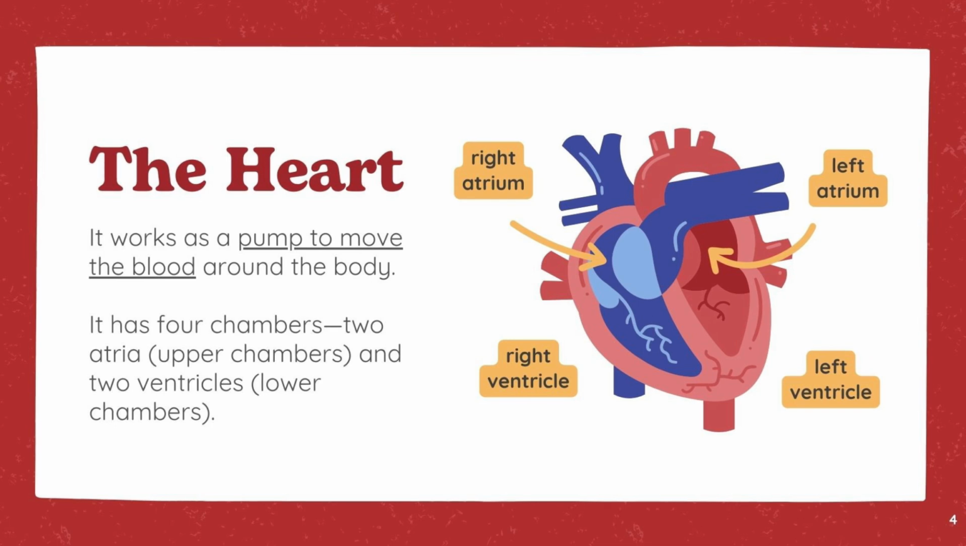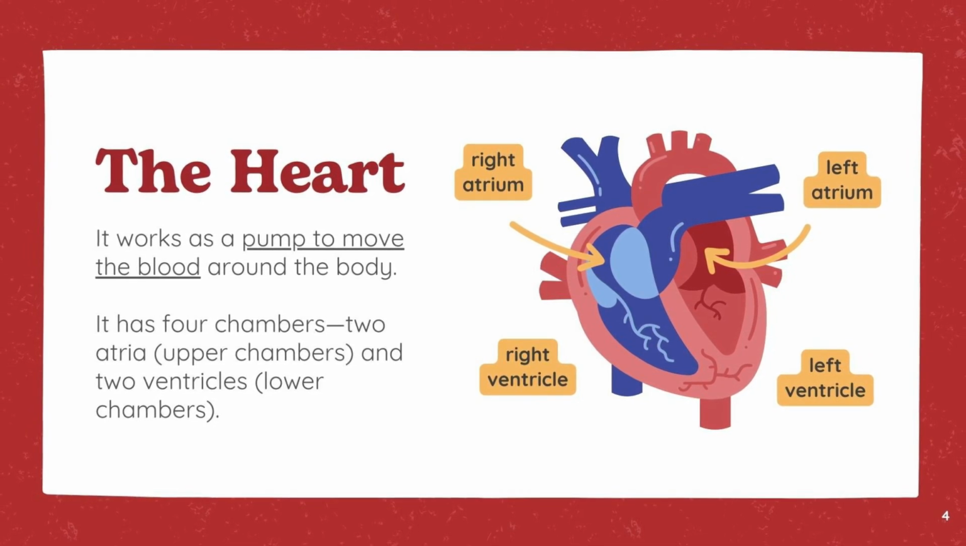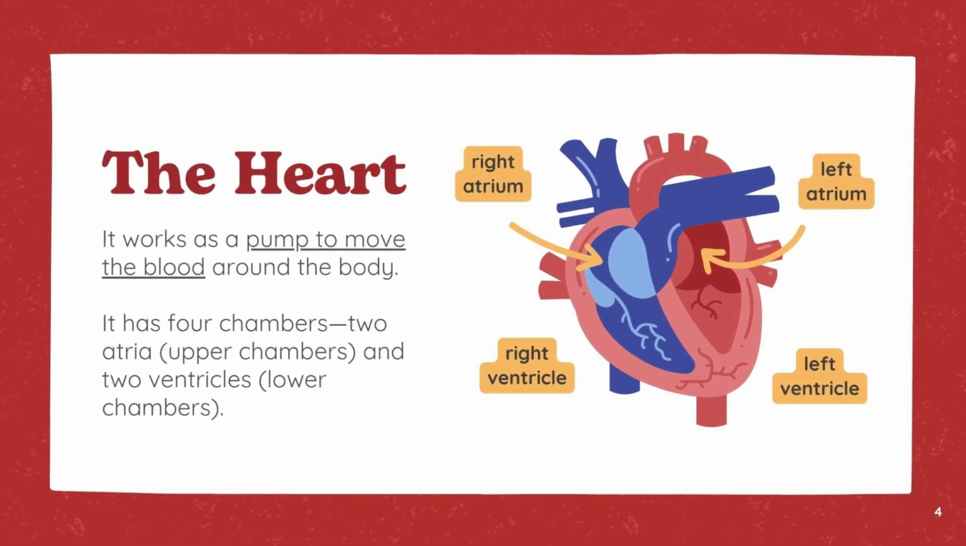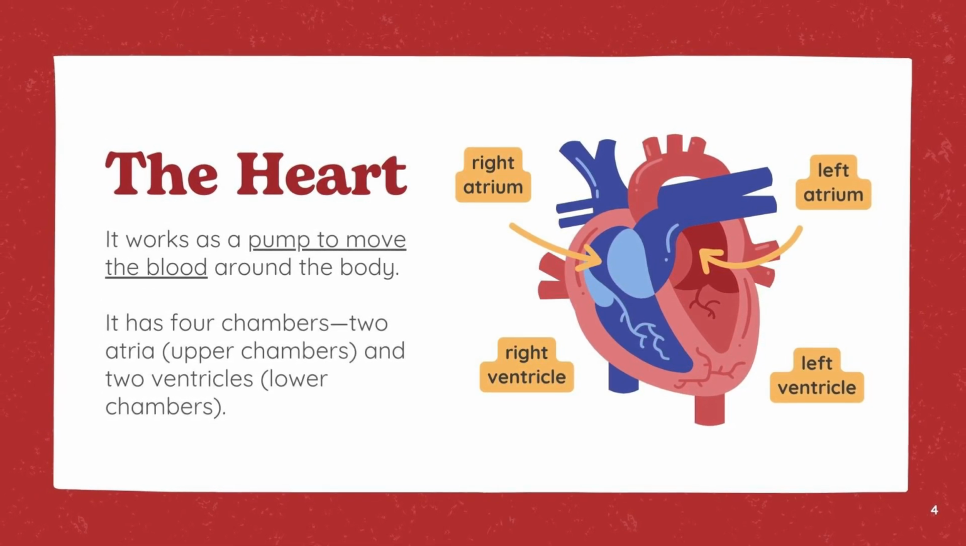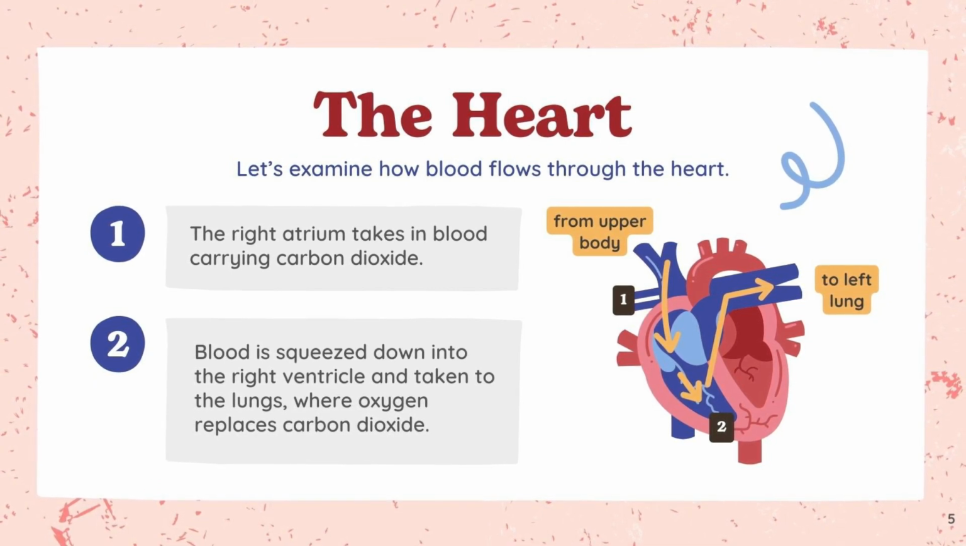The heart works as a pump to move the blood around the body. It has four chambers: two atria, the upper chambers, and two ventricles, the lower chambers. Let's examine how blood flows through the heart.